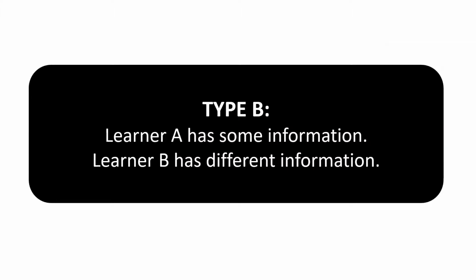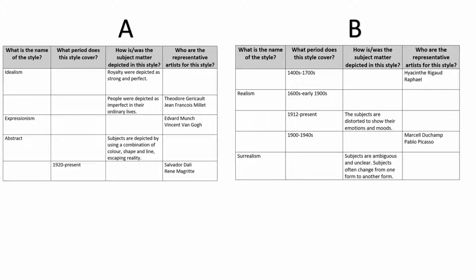Now, barrier game type B has learner A possessing certain information that B doesn't, and vice versa. Here we've got an example from the subject of arts, where we look at different artistic painting styles. This, of course, would be done once a few lessons on the topic were delivered. We can see how information is missing from table A, for instance, the names realism and surrealism, but it's available in B.